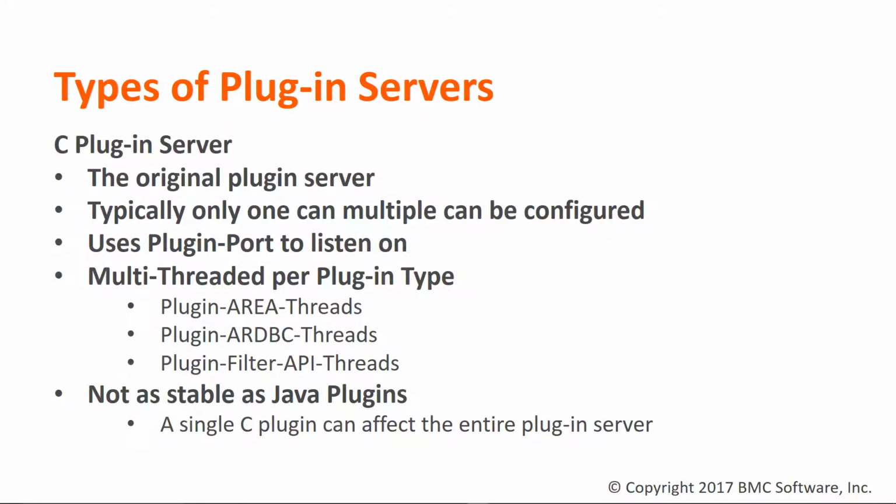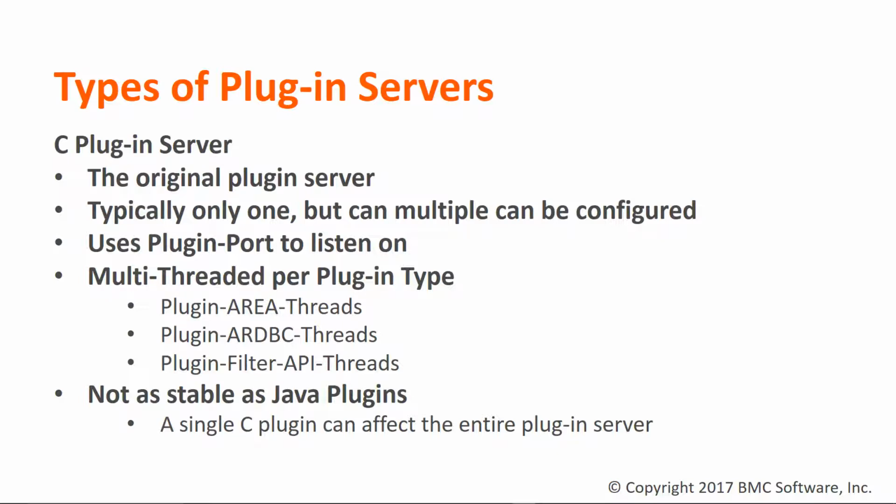So let's look at the types of plugin servers. There's really just two types of plugin servers. The first is the C plugin server. This is the original plugin server that's been around since the 4.x version of Remedy ARSystem. In a typical environment, there's only one C plugin server, and out of the box, we ship with just one. But you can configure multiple C plugin servers.